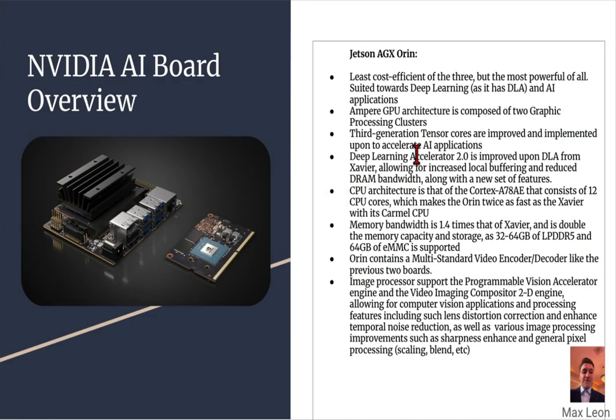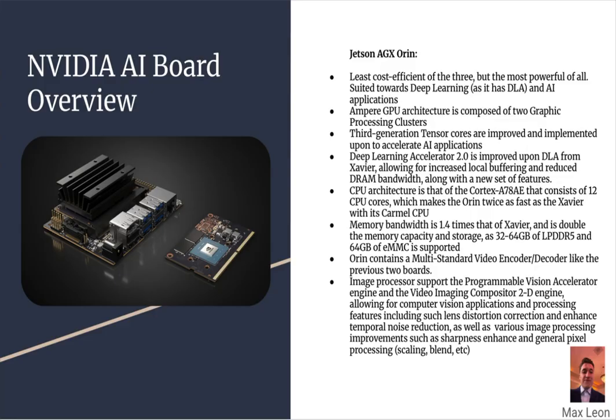And the last but not least is the Jetson AGX Orin, which is the least cost efficient of the 3, but the most powerful of them all. It is suited towards deep learning and AI applications, as it has a deep learning accelerator just like the Xavier. The Ampere GPU architecture is composed of 2 graphic processing clusters, which help deliver massive GPU computations for vision and inference tasks. And it gives, compared to the Xavier, superior parallel processing capabilities, which makes it ideal for AI inference and high-resolution image processing tasks.